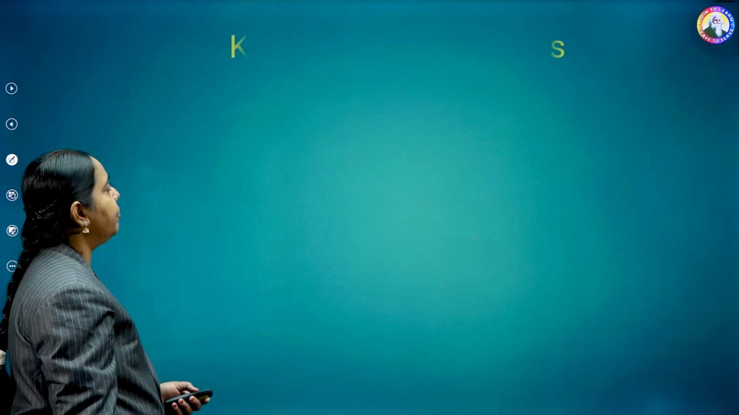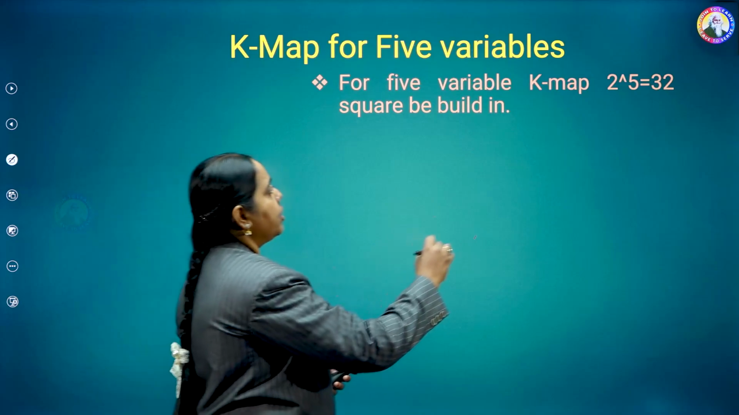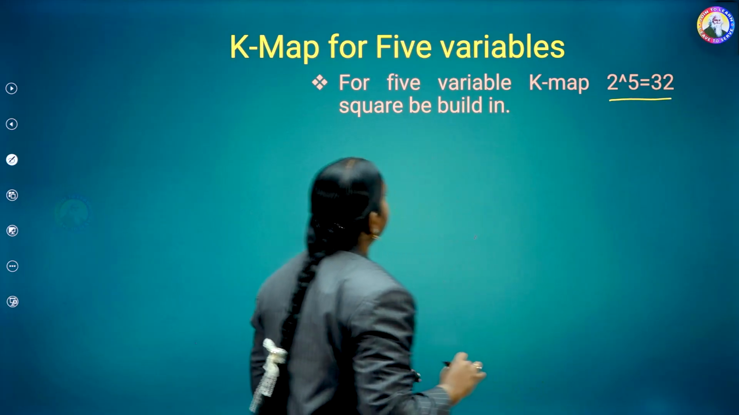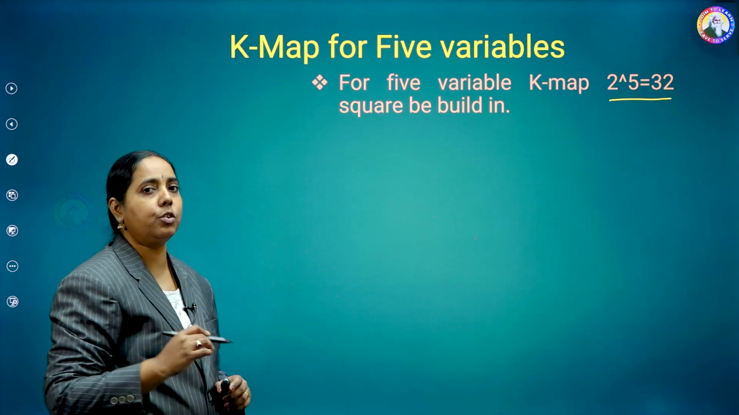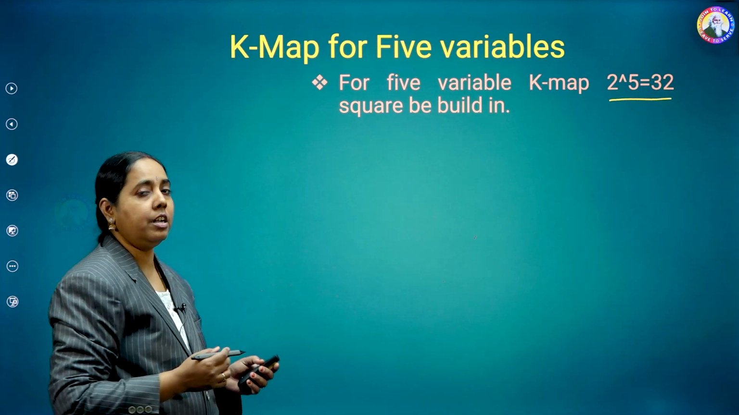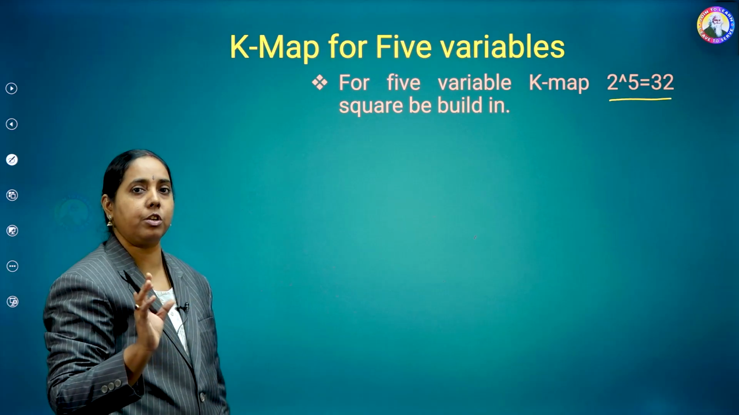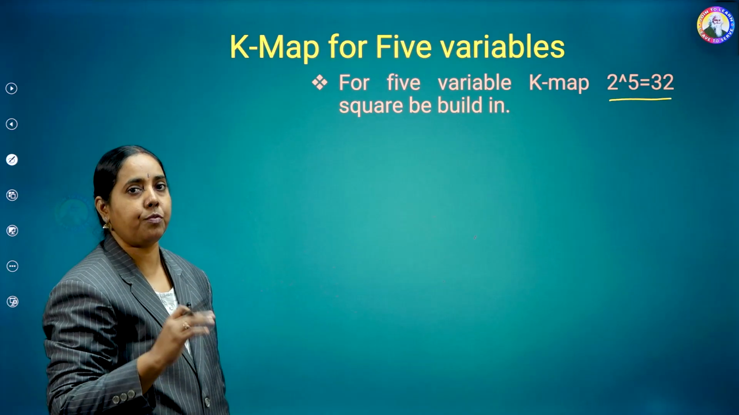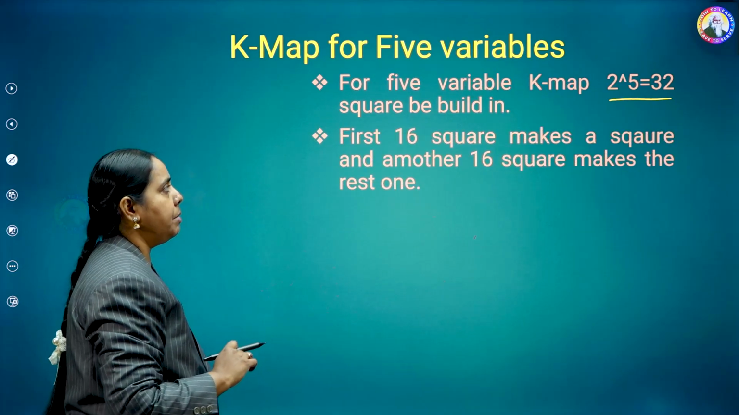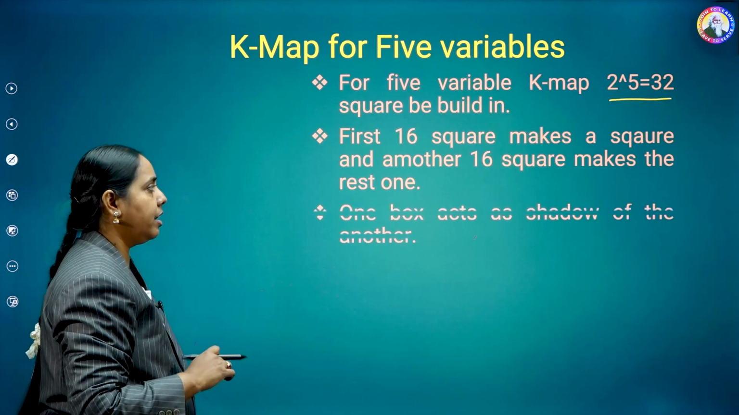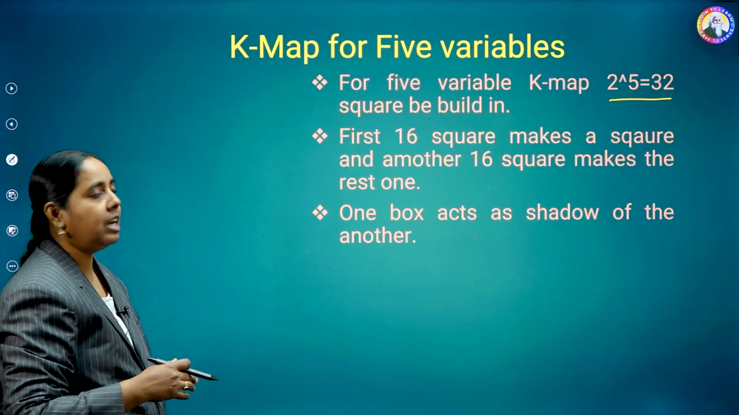Next we will have the 5 variable K-map. In the 5 variable K-map you will have 2 power 5, that is 32 cells, and these 32 cells are divided into 2 and represented as two 4 variable K-maps. One square comprises 16 cells and the other square comprises 16 cells. So 16 plus 16 is 32. The first 16 make a square and the other 16 make the rest, like one box acts as a shadow for the other one.